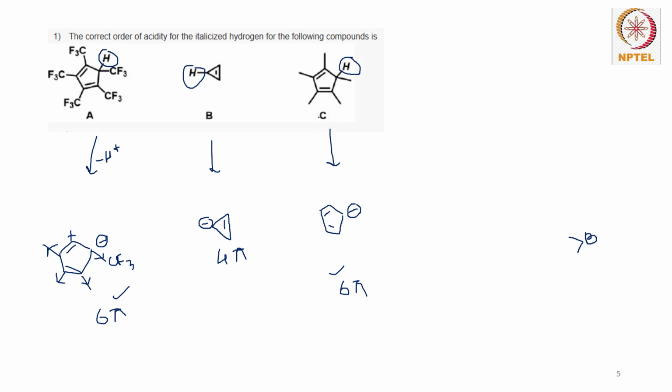Methyl will push electron towards the system, because methyl has a plus I effect, that is an inductive effect, whereas CF3 has a minus I effect. So it will pull the electron, but methyl will push the electron. So the highest will be A, then C, then B.